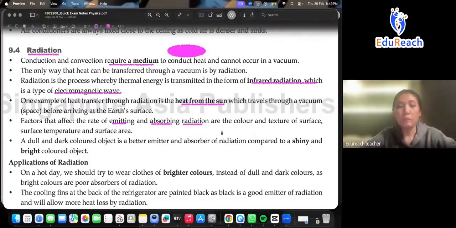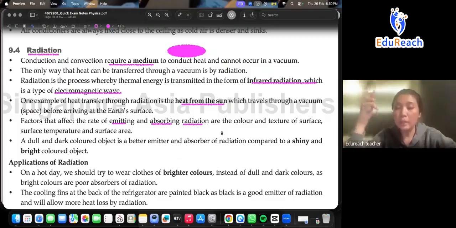It's very simple. 3 different factors: the type of surface, the surface temperature, and the surface area. When I talk about the type of surface, we are talking about 2 different aspects: the color, whether it is a dark color or a light color, and the texture, whether it is a smooth surface or a rough and bumpy surface.